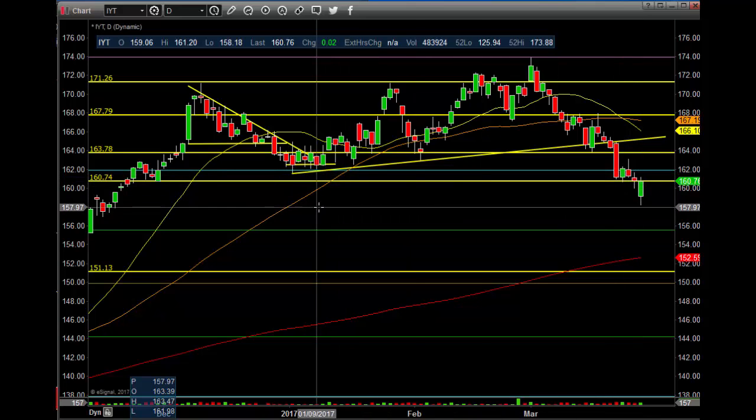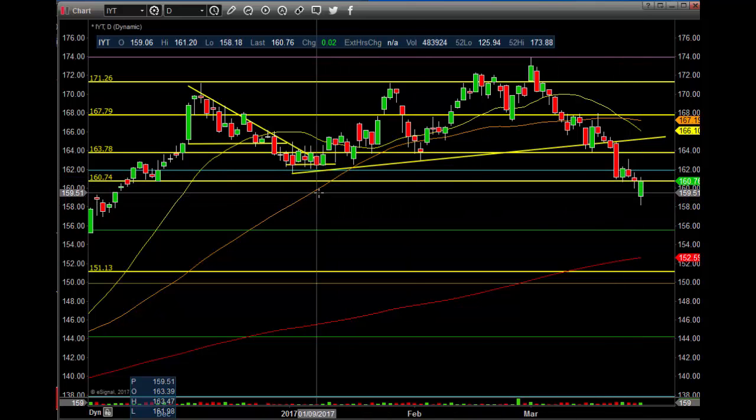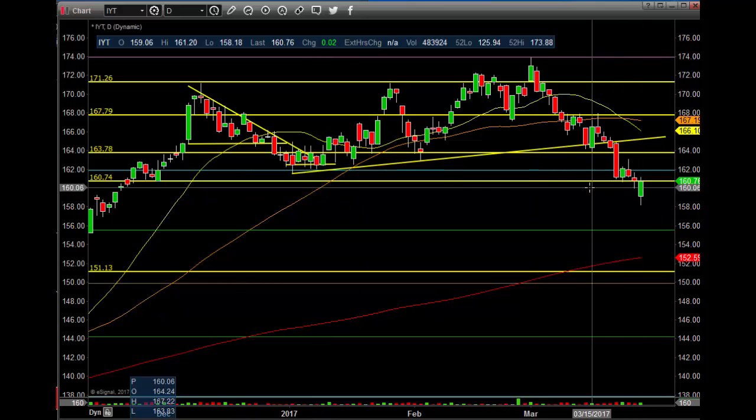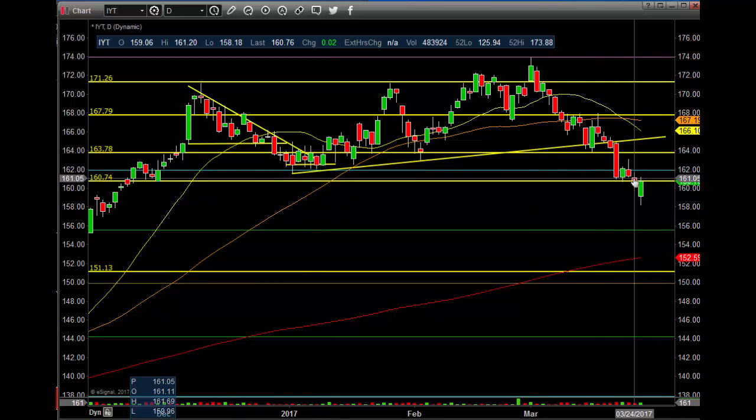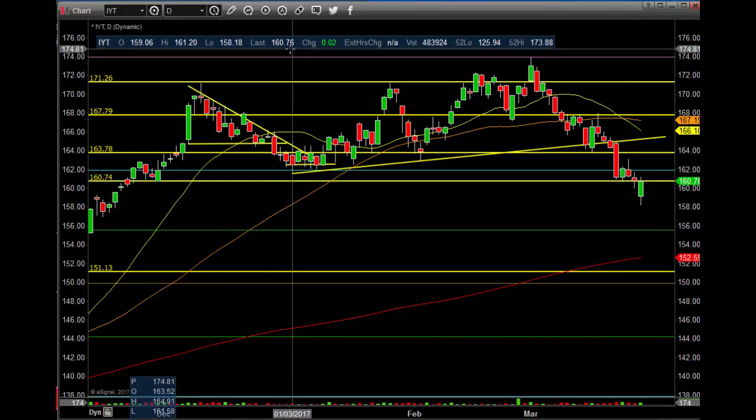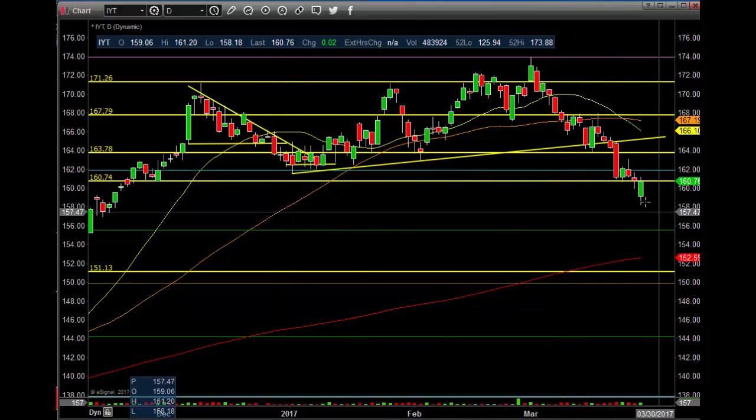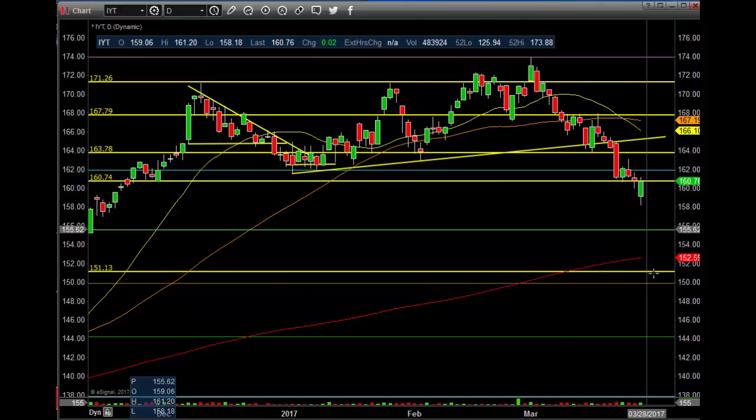Not good enough. Let's see, did we fill a gap? There was a gap right there at 159.57, 160 even number. So that's pretty much what it caught. And then the low of the day from Friday's action, and boom, right back above. We're right back above 160.74 by 2 cents. Pretty much saved that one today. If we close below there, we'll figure out where this thing's going.